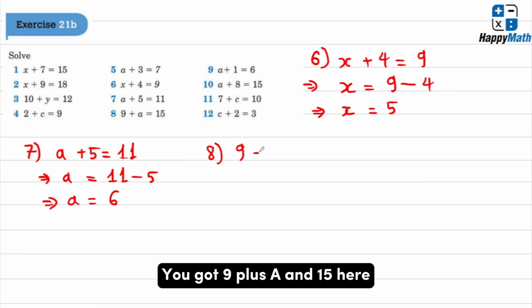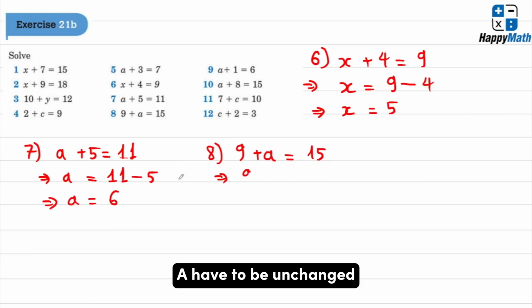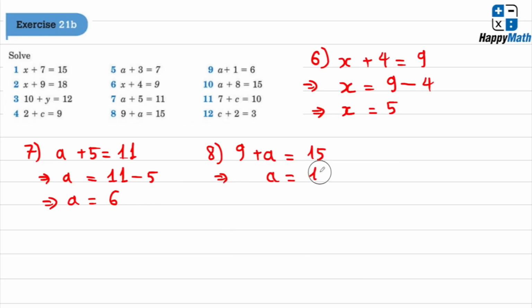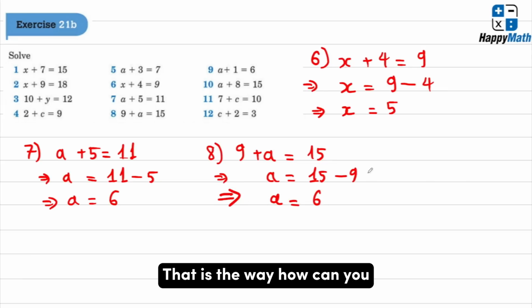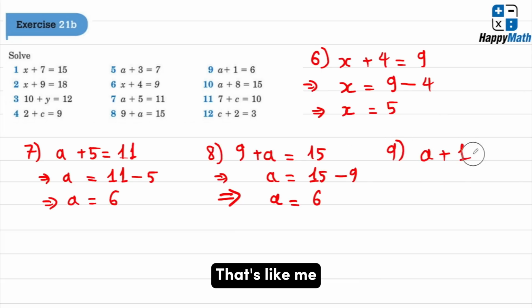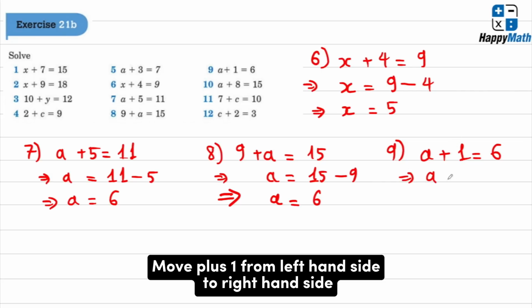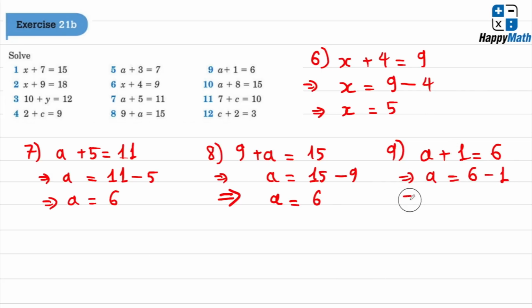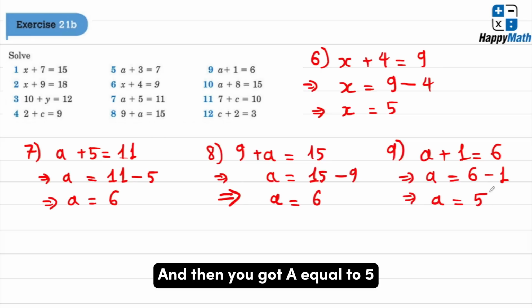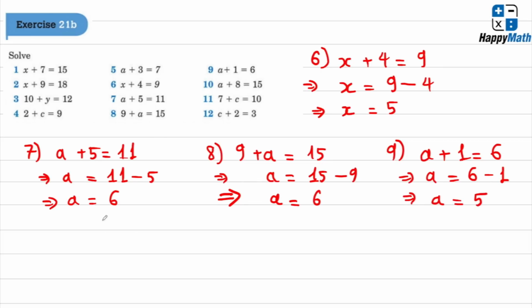Question 8, you got 9 plus a equals 15 here. a has to be unchanged. 15 minus 9, you got 6. Okay. Yeah, that is the way you can show your working out. You should show working out, like me. Question 9, a plus 1 equals 6. Move plus 1 from the left hand side to the right hand side, you got 6 minus 1. And then you got a equal to 5. a equals 5. Okay.